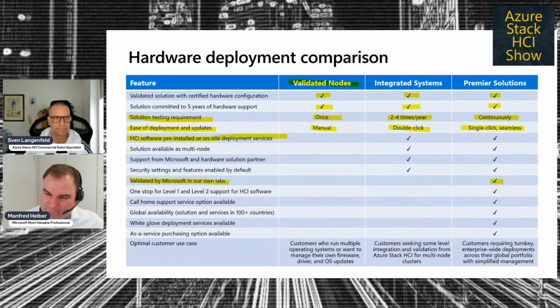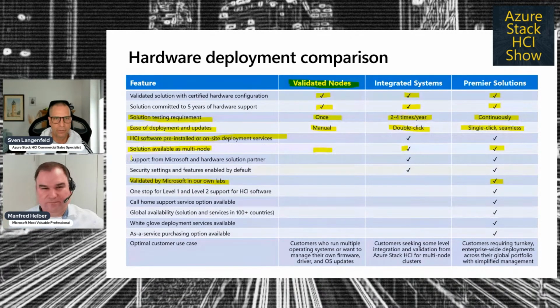Yeah, I mentioned this pre-installation of the Azure Stack HCI software. So the multi-node configuration is also available in the validated nodes, but there could be a validated node vendor that says, I only support single nodes. It's the decision of the hardware vendor. In the integrated systems, in the premier solutions, this is a guaranteed option. Yeah, that's important to repeat that everything that is in premier or integrated solution or validated node could be in the lower segment as well.